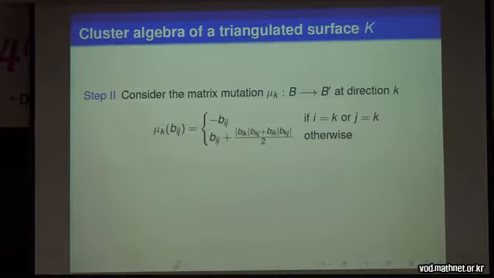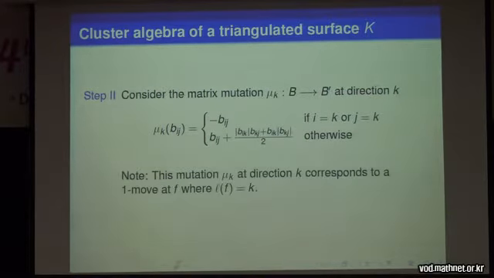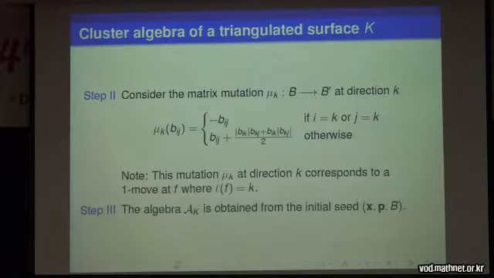Then you can consider the matrix mutation in the direction k. This mutation is just an involution. You can also do the inverse operation. Also, this matrix mutation corresponds to the bistellar move geometrically. This is just the Iceberg. So then you can get the algebra from the initial cluster.